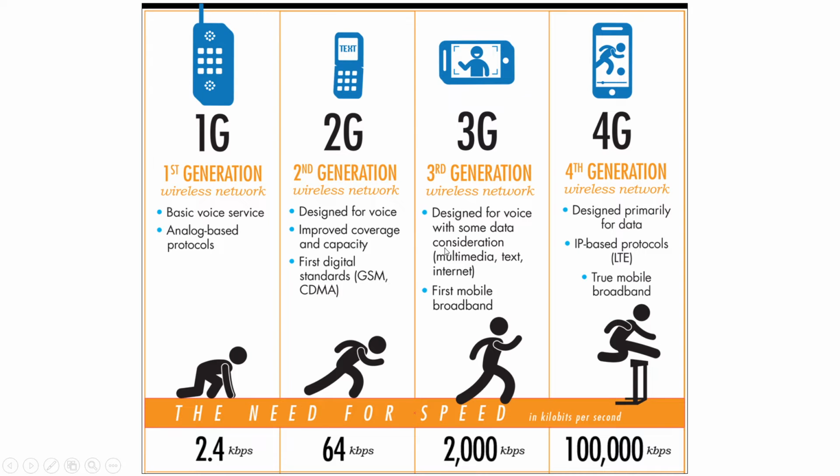Next is the third generation, designed for voice with some data consideration: multimedia, text, internet, the first mobile broadband, like 2000 kilobits per second. In the fourth generation, designed primarily for data with IP based protocols, that is LTE, long term evolution, true mobile broadband. Here 1 gigabit per second is the maximum speed we can achieve. Okay, so these are things we have already seen.